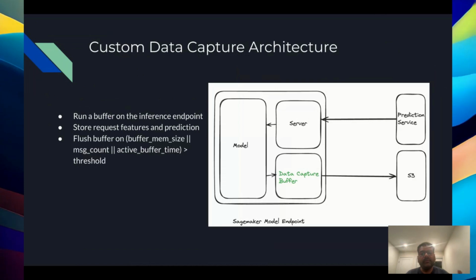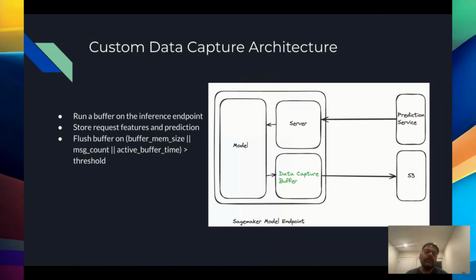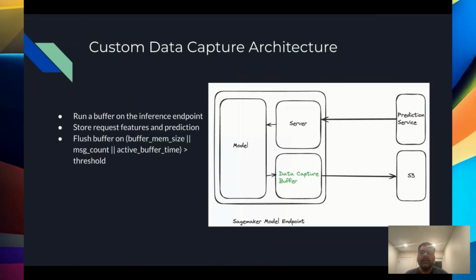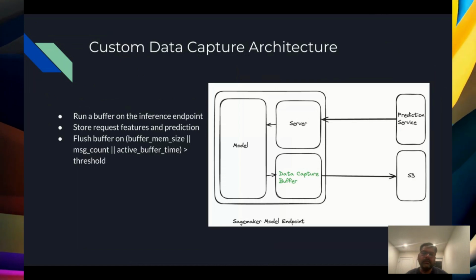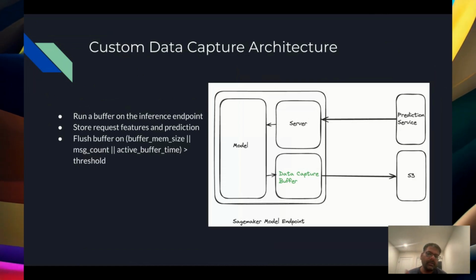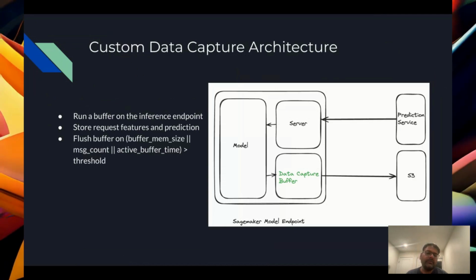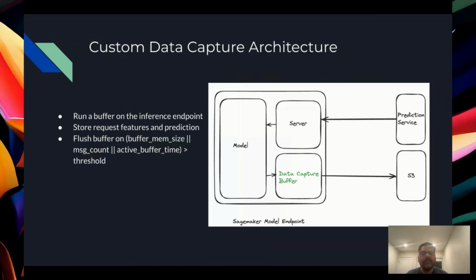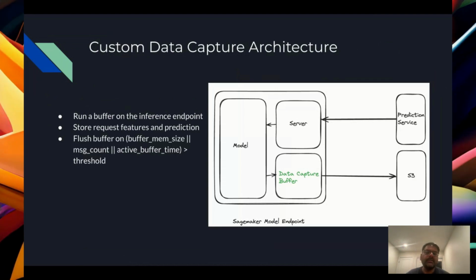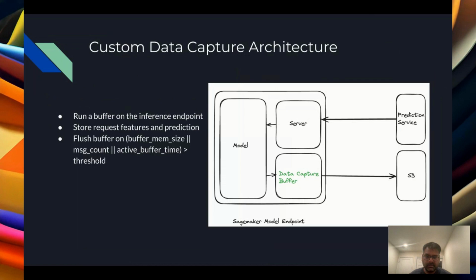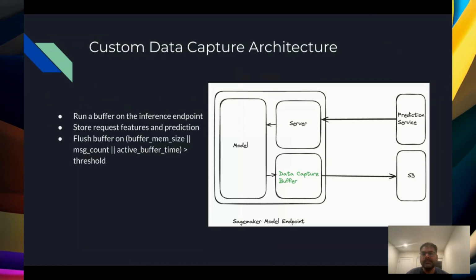And then the buffer from time to time will flush it out to S3 based on different knobs that you would want to enable, right? So what we did was buffer memory size, message count, and then the active buffer time. So let's say after every 5 minutes, we would persist the data to S3. So this is something that we did for implementing custom data capture.